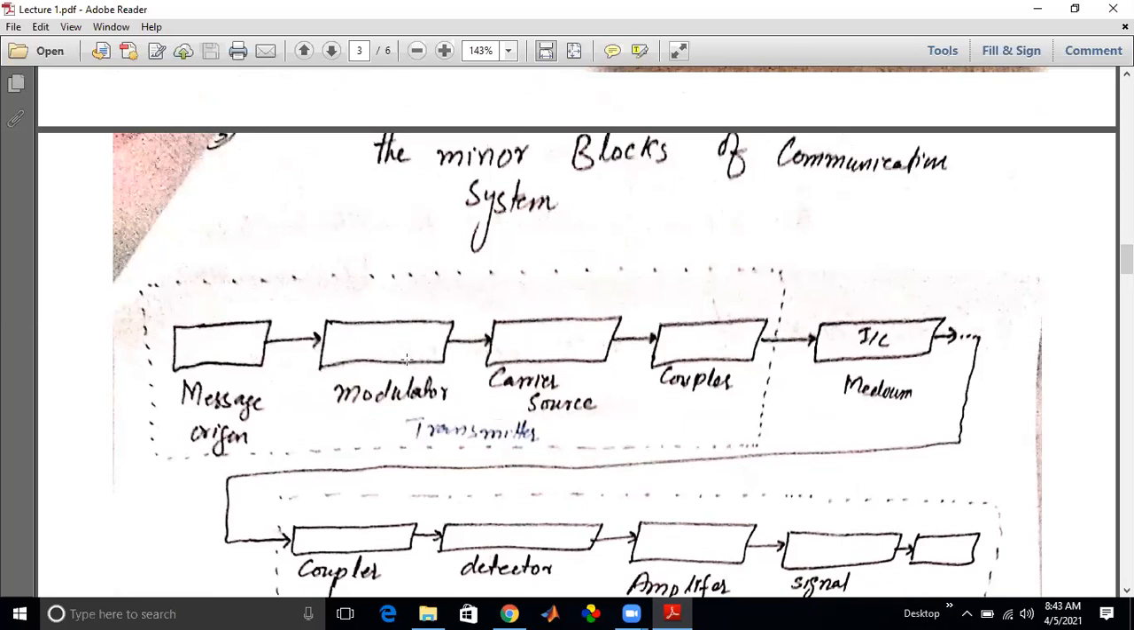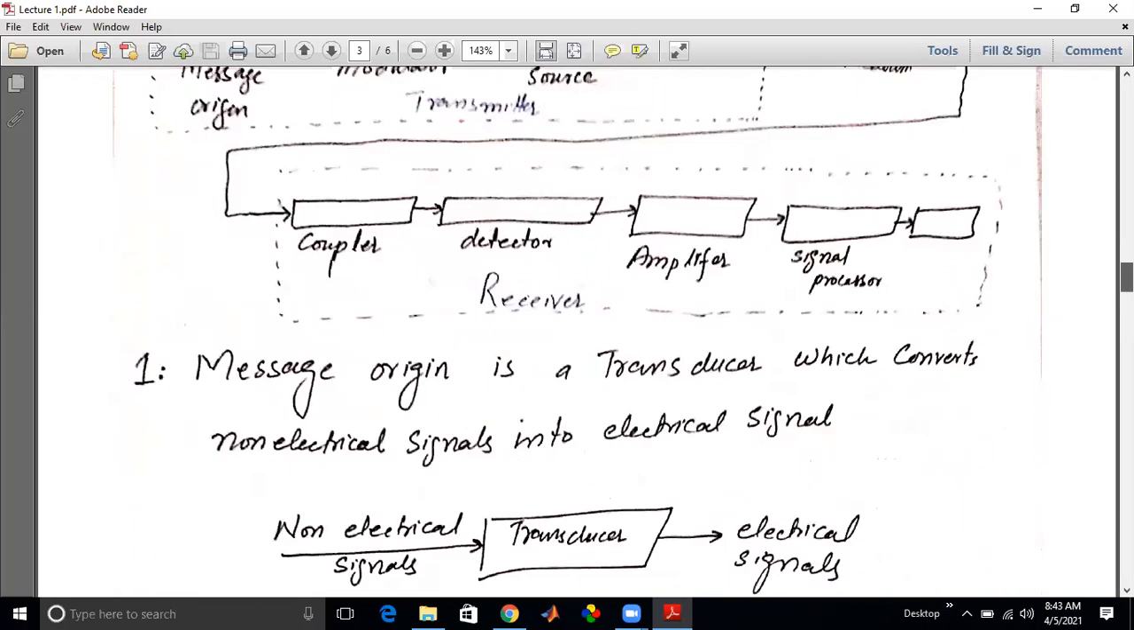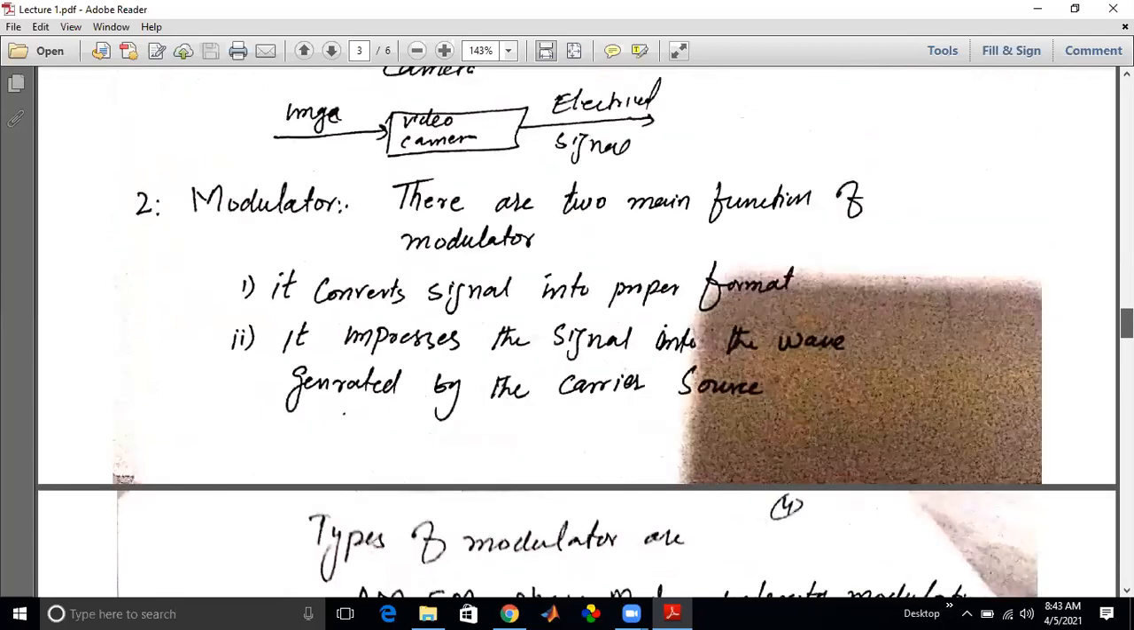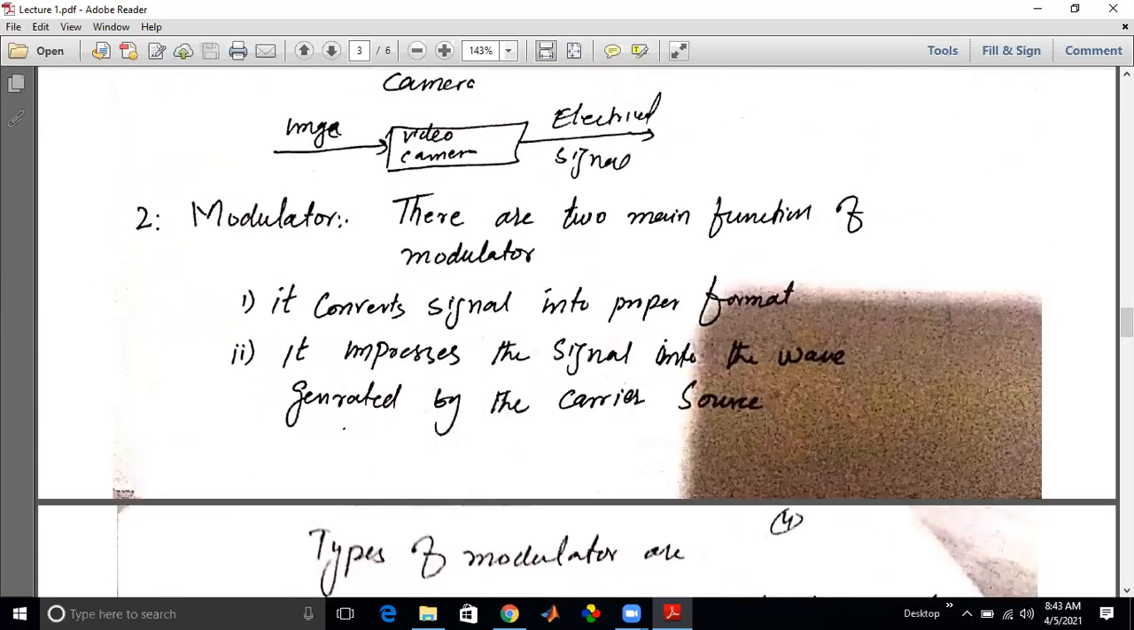Now the other block is the modulator. So the message is generated. Now we will convert this message into a form that can pass easily through the medium, for which we will use the modulator. There are two main functions of the modulator. It will convert the signal into the proper format. What is meant by proper format?